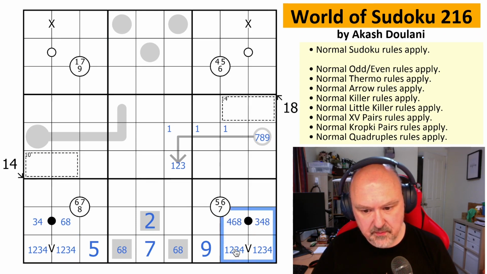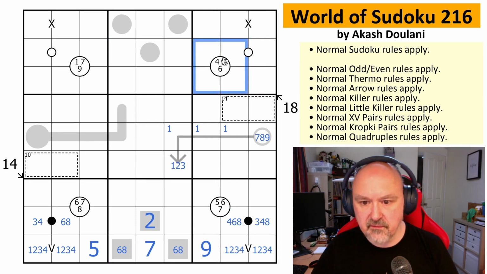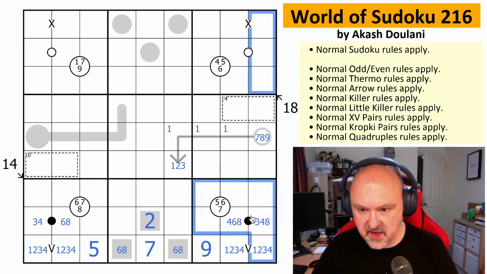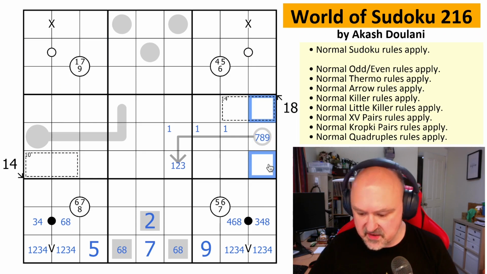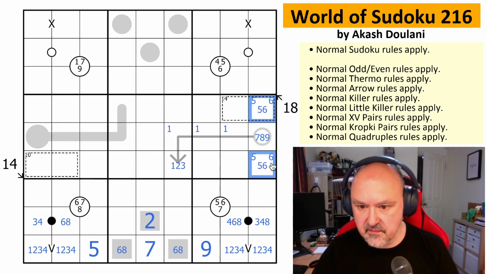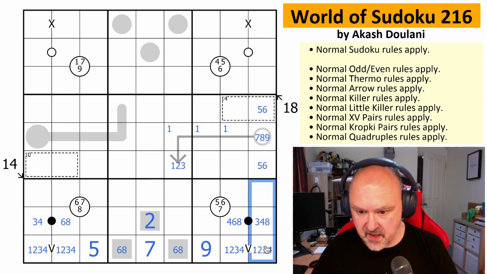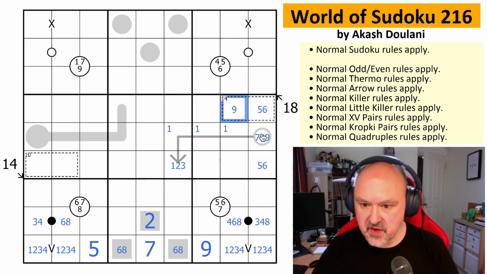I don't have the same over here. Oh, 5 and 6. 5 and 6 must be in here, so can't go in here. 5 and 6 must be in here, so can't go in here. 5 and 6 must go in here, so that is a 5, 6 pair. Because I can't put 5 or 6 here. So 5 and 6 are a pair in this column in those 2 cells. Because I can't put them there, or I wouldn't be able to put them there.